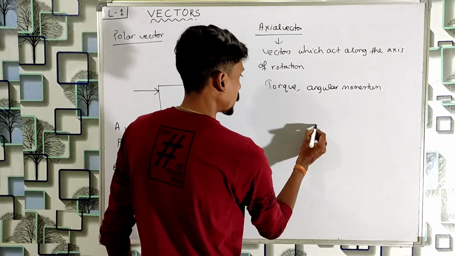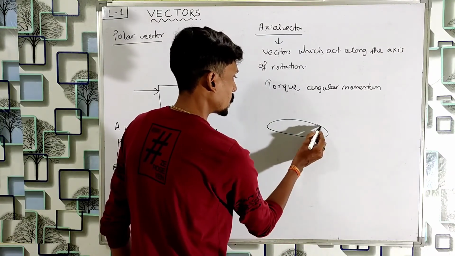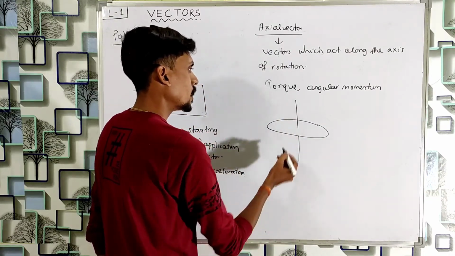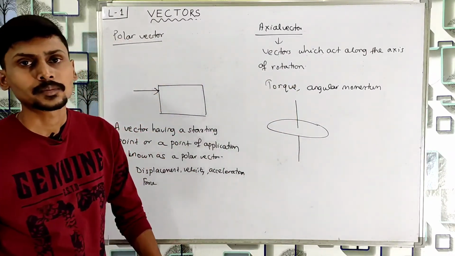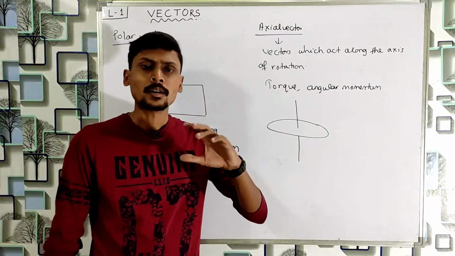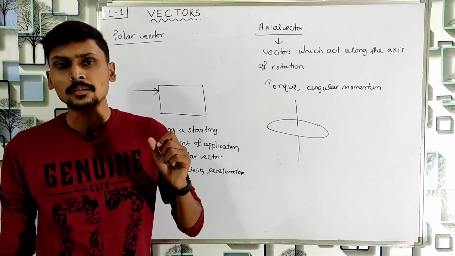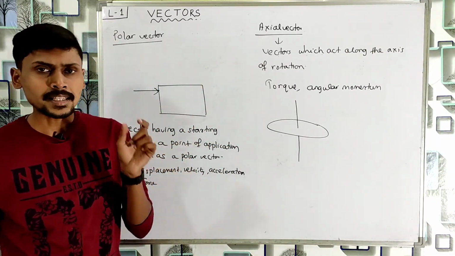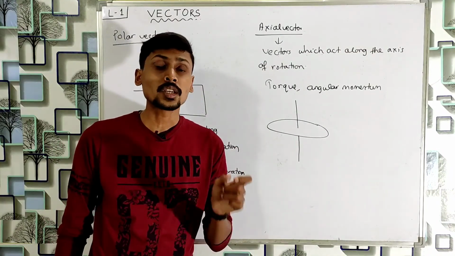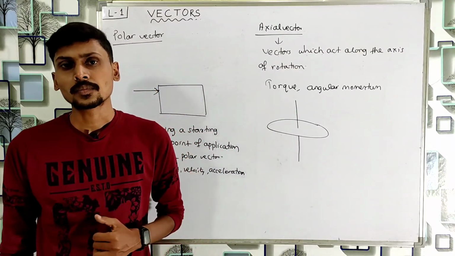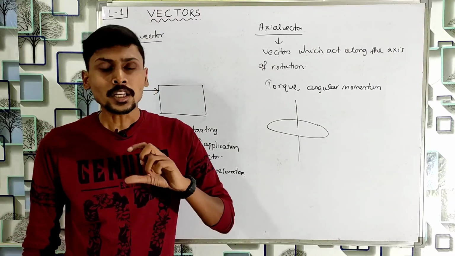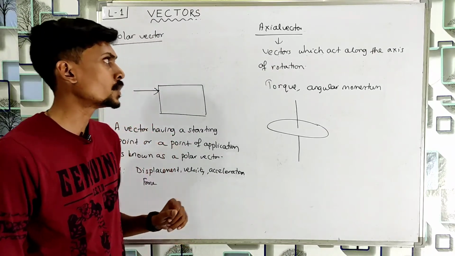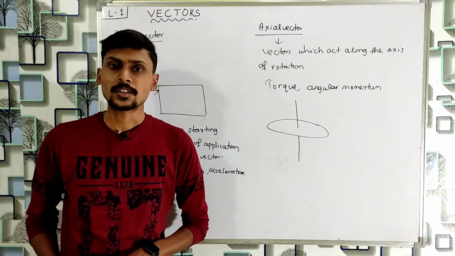Suppose a body is rotating in this circular path, the angular momentum will act along the axis of rotation. Is that clear? We will study this topic in a future class, about angular momentum and torque. But for now remember that axial vector means the vectors which act along the axis of rotation, and they represent some rotational effect, some turning effect. Is that clear? So this is the difference between polar vector and axial vector.